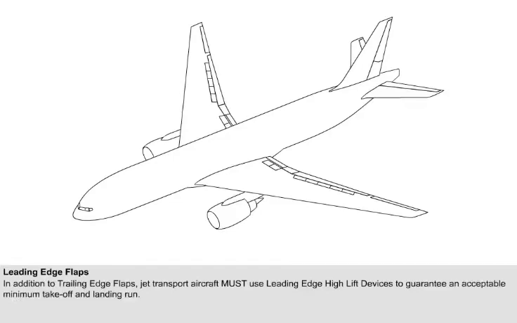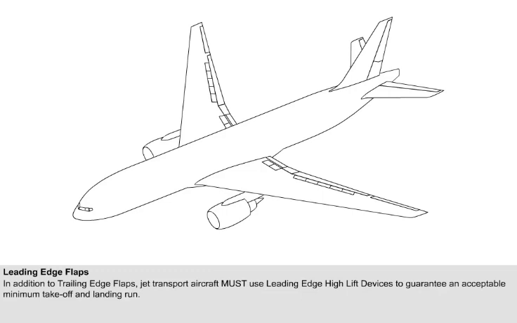The design of jet transport aircraft is biased towards maximum efficiency at high speed. Unfortunately, they will also have a high minimum operating speed, and even the most efficient trailing edge flaps will not reduce the takeoff and landing run to acceptable values. Therefore, jet transport aircraft must also be fitted with leading-edge high-lift devices, known as flaps or slats.